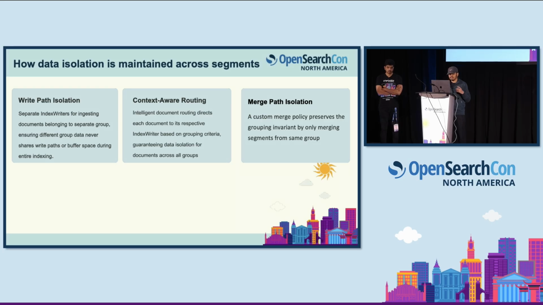The third part, or the second flow where we try to maintain isolation, is the merge path. For doing the segment merge, we are introducing a new merge policy which only merges segments that belong to the same group, and by doing this, it maintains the grouping invariant even during segment merges. So with the new merge policy, we are able to ensure data isolation even during the segment merges.